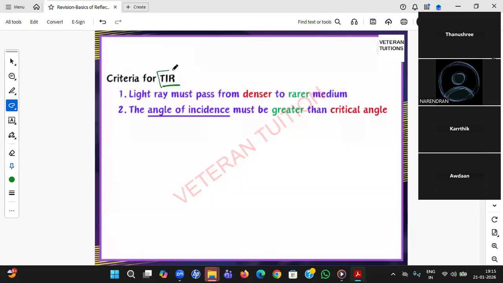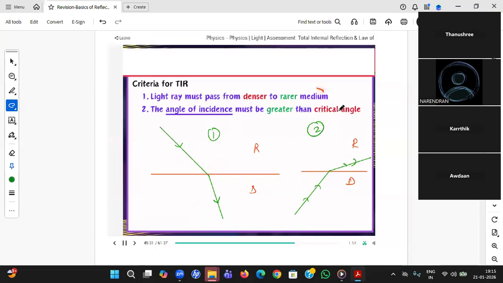But before total internal reflection, let me give you what is critical angle. Okay, students, let us learn what is critical angle first. You all have seen this statement: rarer to denser, towards the normal it will move; denser to rarer, away from the normal. The first criterion, sir: the light ray should move from denser to rarer.